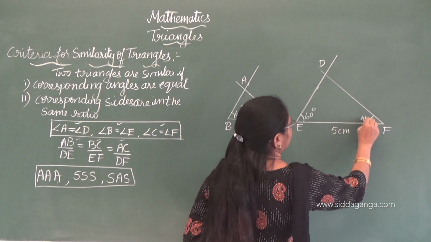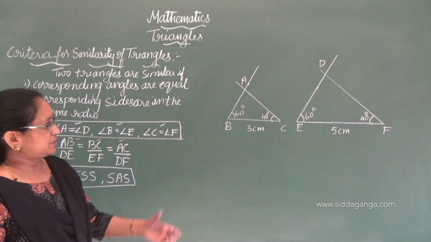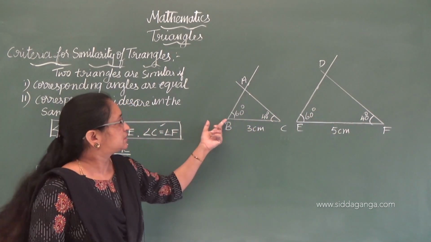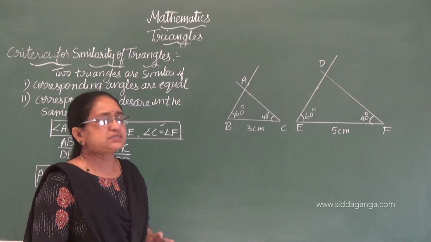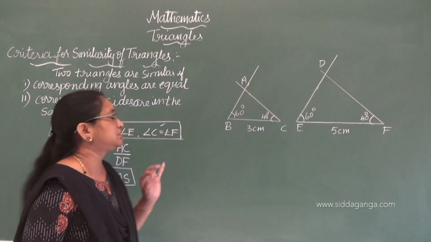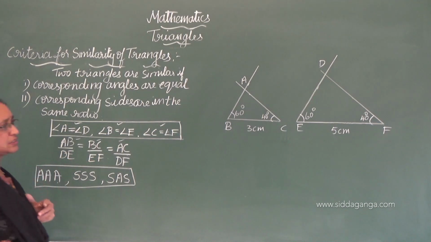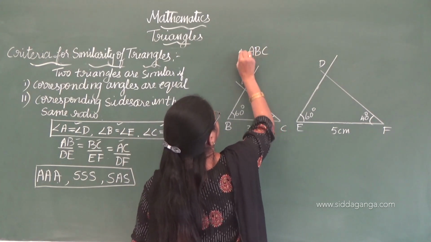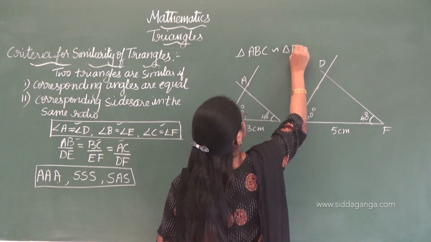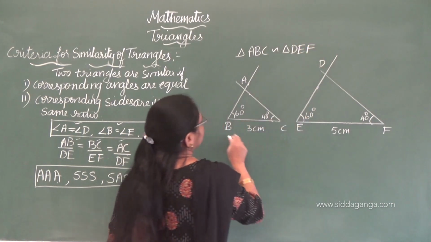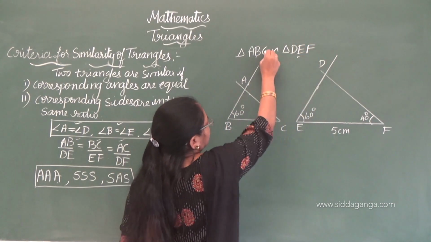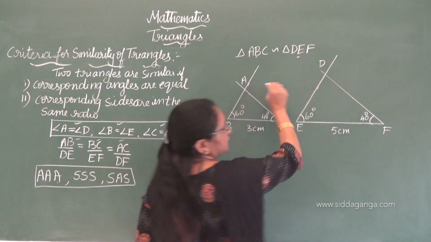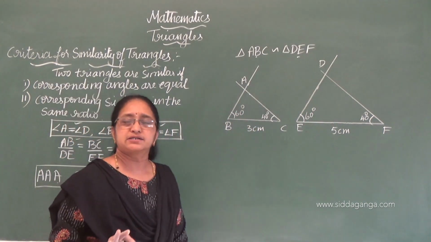So what I am trying to tell is, see here 60 degree, corresponding angles are equal. So this is AA criteria. Now let us check whether the sides are proportional. For example, now if I write triangle ABC is similar to triangle DEF. Okay. Now you all know angle B is equal to angle E, angle C is equal to angle F. Now definitely the third one will be equal, no doubt about it, by angle sum property.